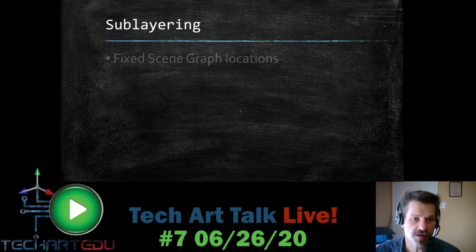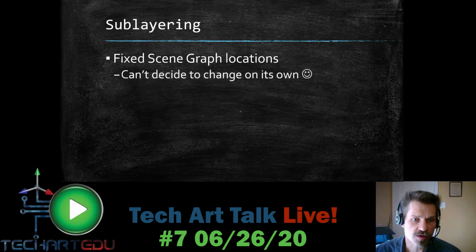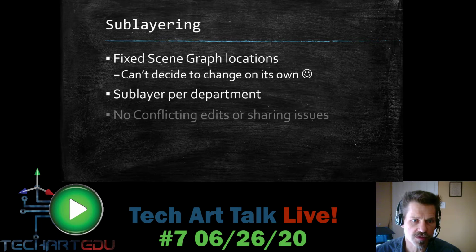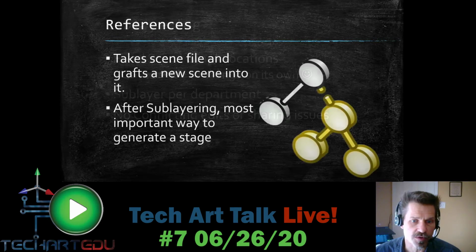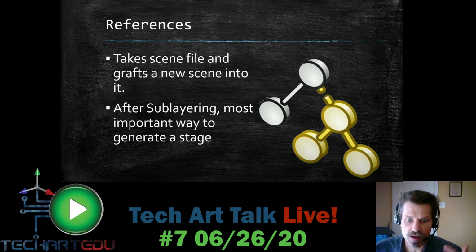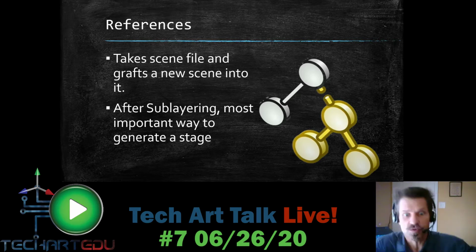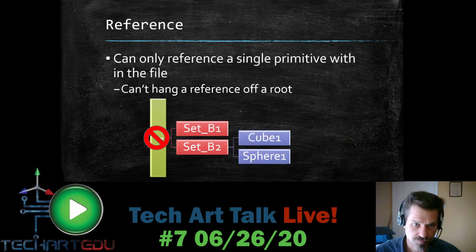Now, sublayering is where you can get fixed scene graph locations, and you can put one sublayer per department, and once again, your department is guaranteed not to be clobbering the work of another. Now, referencing is another way of bringing stuff in, and referencing is a way of grafting an entire area or scene or level onto another scene or level. So you just graft the whole thing together.